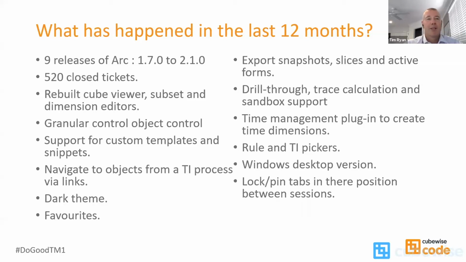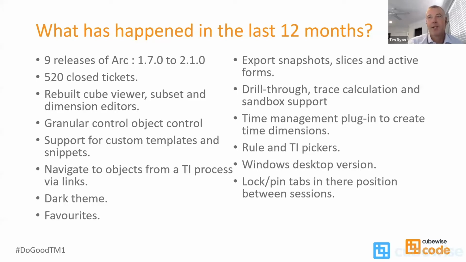Another highly requested feature is a dark theme. So if you're into darkness, you can have ARC running in a darker theme, which is primarily a sort of dark black. We've got the favorites list as well, so you can have favorites for each of your objects. You can also snapshot slice active forms straight out of ARC. That'll send it into an Excel file that you can then open with Perspectives or with the formula mode in Planning Analytics for Excel. Drill through, trace calculation, sandbox support.